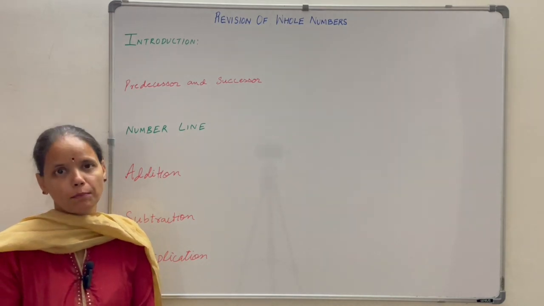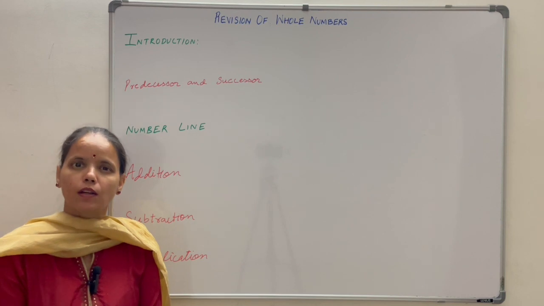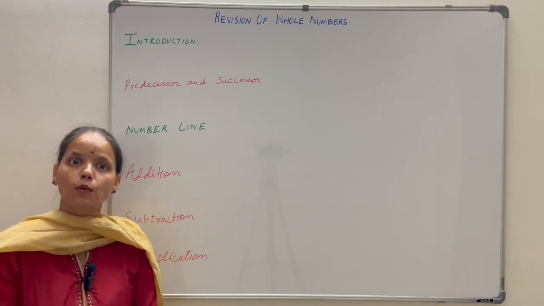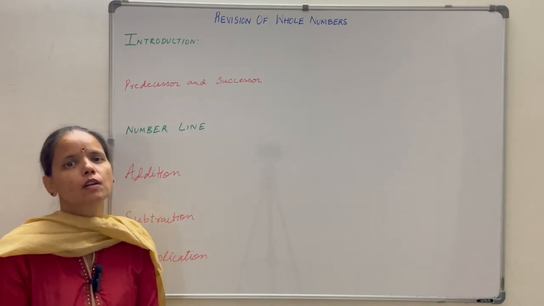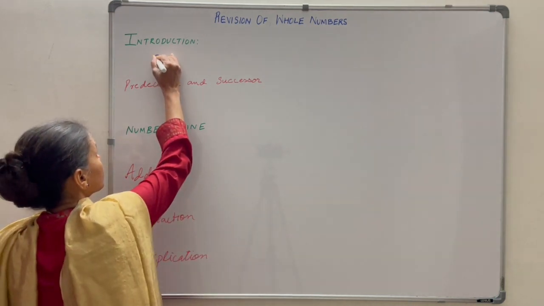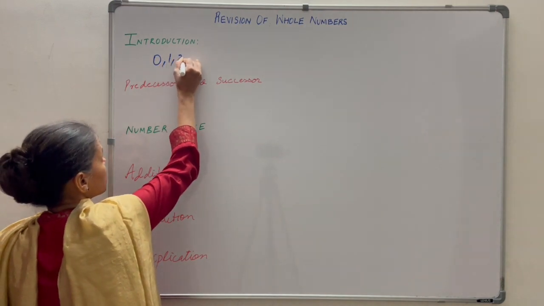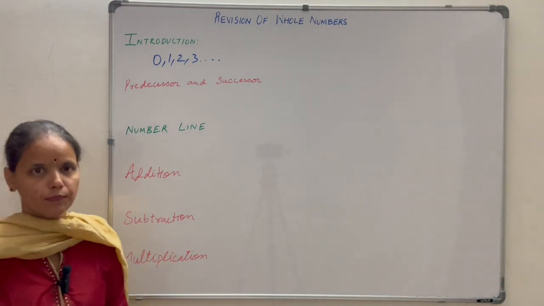Revision on whole numbers. When we begin counting, we start counting as 1, 2, 3, 4. The counting comes naturally, so they are called natural numbers or counting numbers. When you add 0 to the collection of natural numbers, then it is called whole numbers.